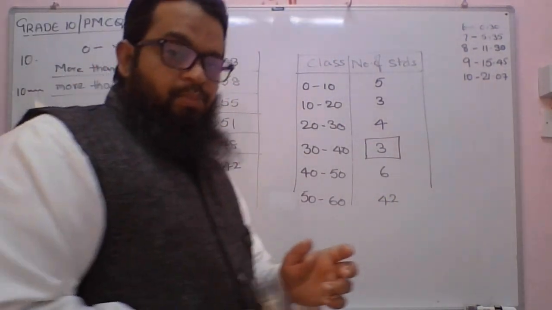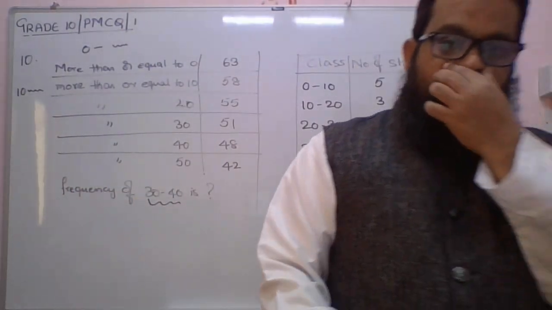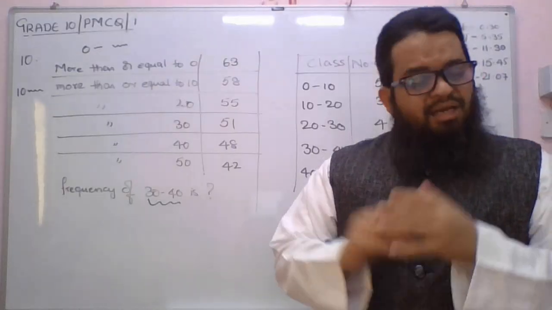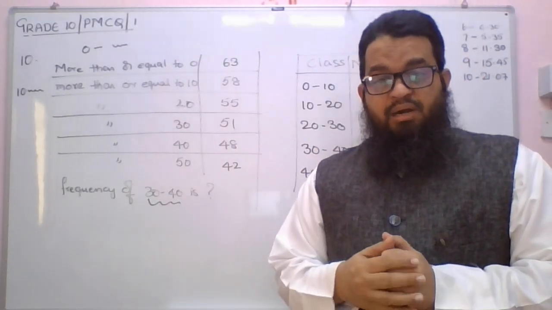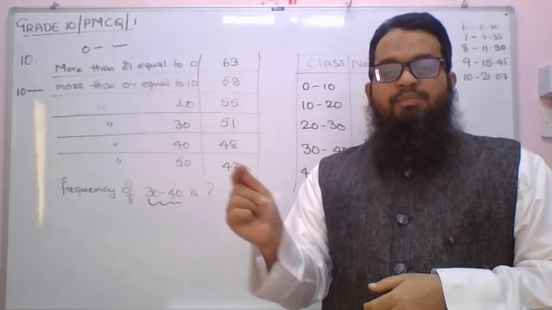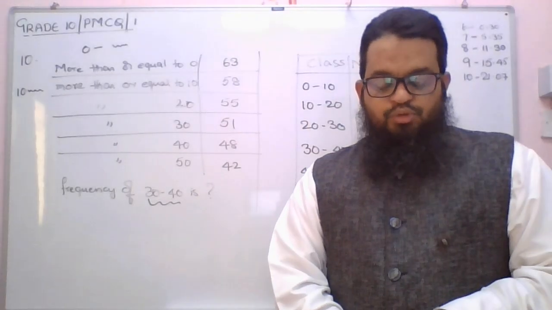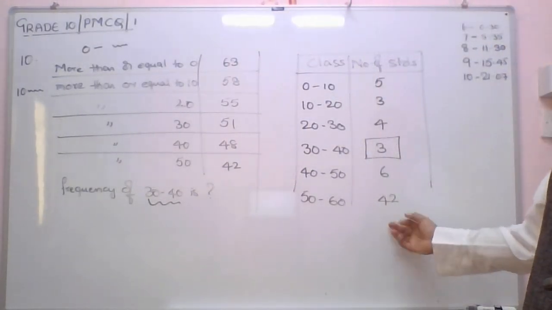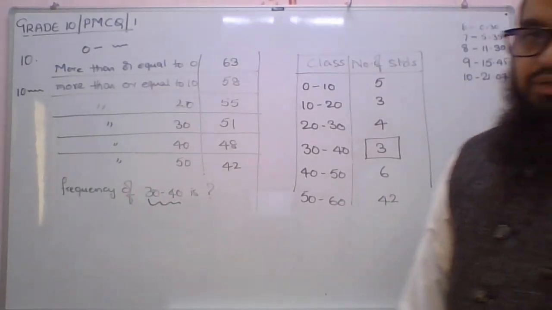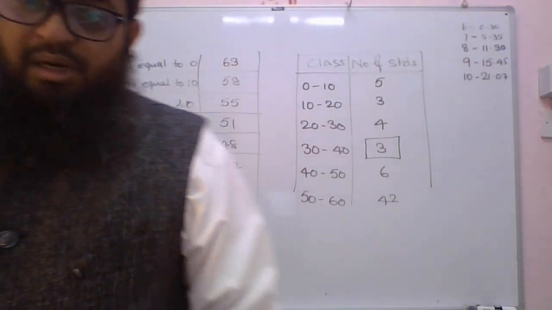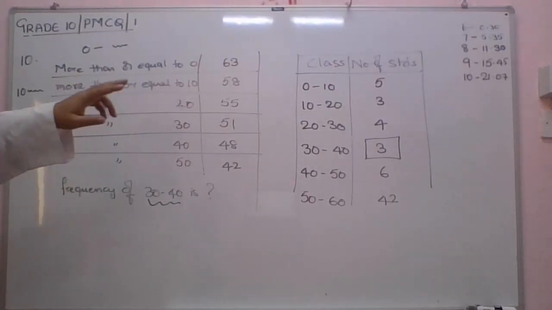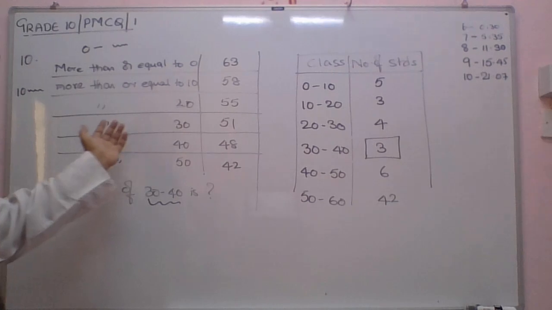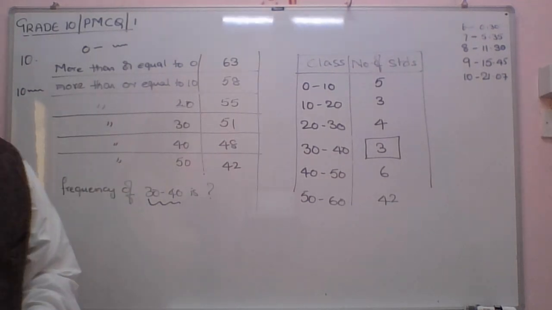Whenever you get a problem, I am not talking only of statistics, any problem, if there are bigger numbers, you simplify the problem with small numbers, then you will understand the concept. Anyways, I hope you have understood this table, right? So this is called the more than cumulative frequency table. Since it is more than, this is how you make a more than cumulative frequency table. I hope you understood.